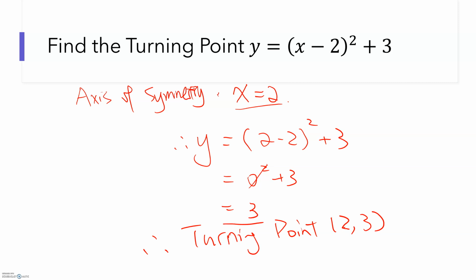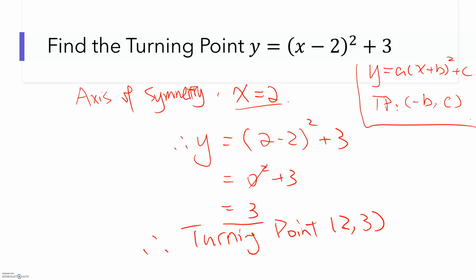Now, a quick way to think about it is if we have an equation y is equal to a(x plus b) squared plus c. Remember, we're still looking at a, b, c. The turning point is going to be (negative b, c). So in this case, b is negative 2, so negative b is positive 2, and c is equal to 3. This is a quick way to get to the solution of the question.